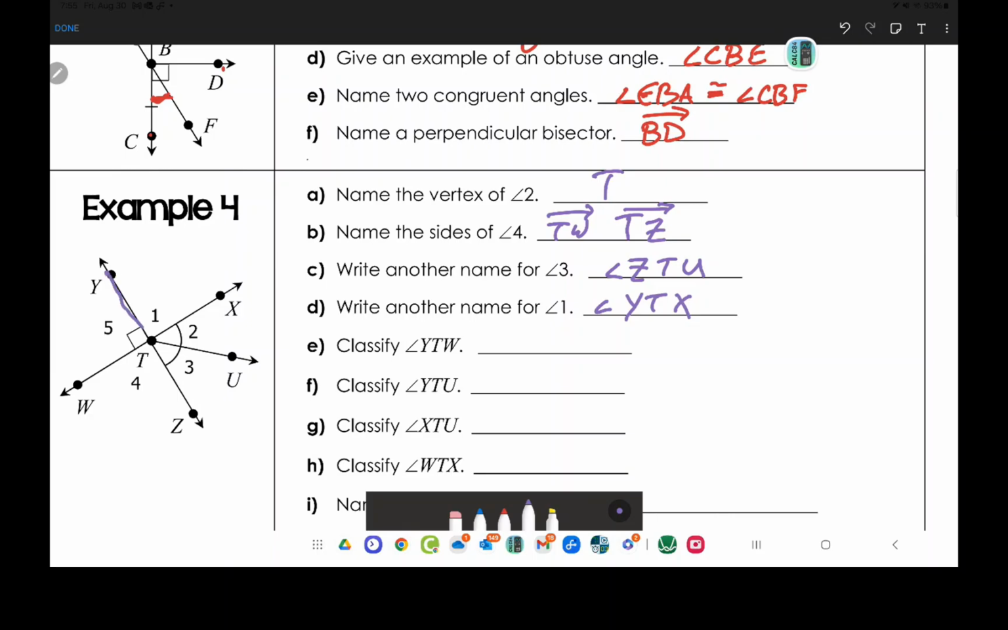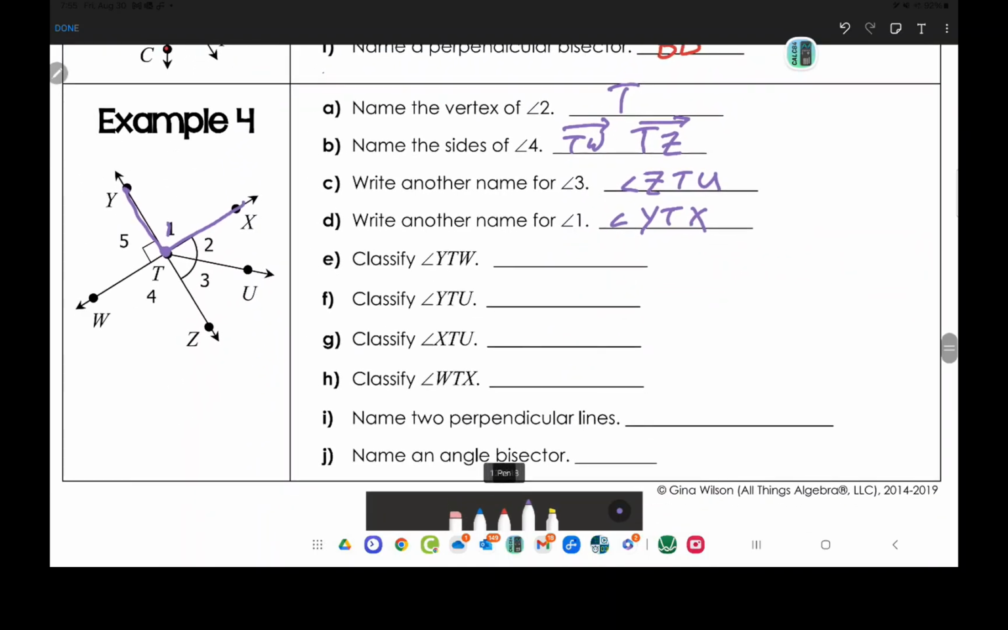So YTX. Again, when naming angles, because there's so much in that diagram, it can be a little jarring. So when naming an angle, first you find the vertex. Angle 1 here, vertex is T. That has to be in the middle. Then you find the two letters on the sides of that angle. So Y and X. As long as you put T between Y and X, it doesn't matter if it's YTX or XTY, you're good.